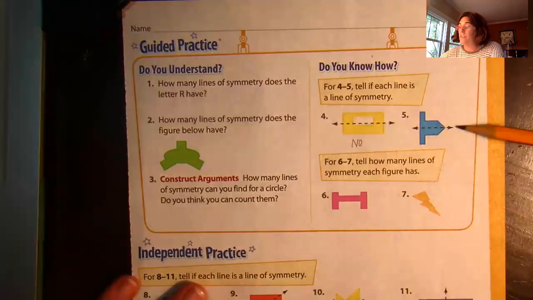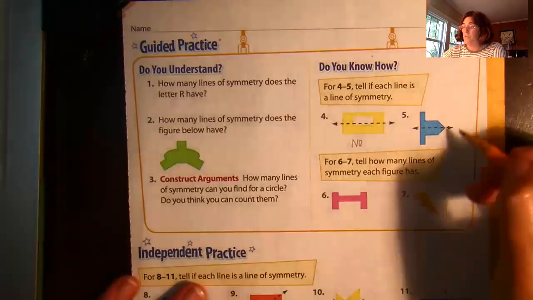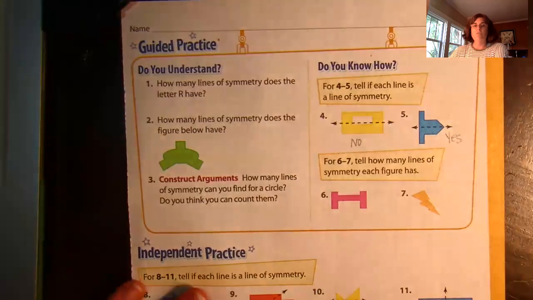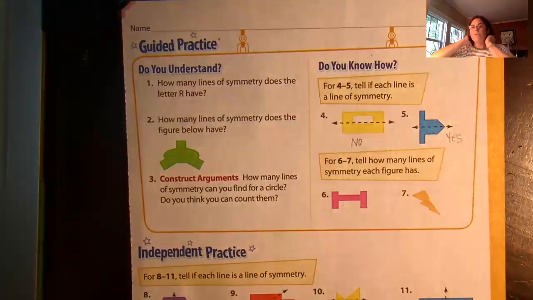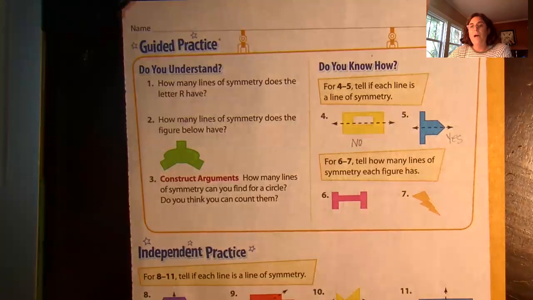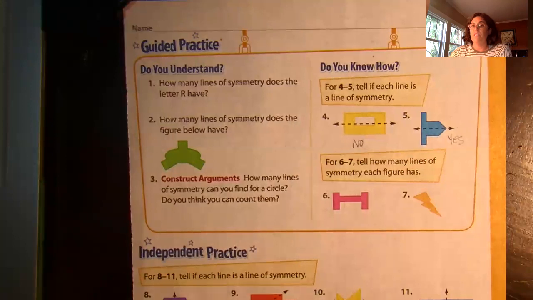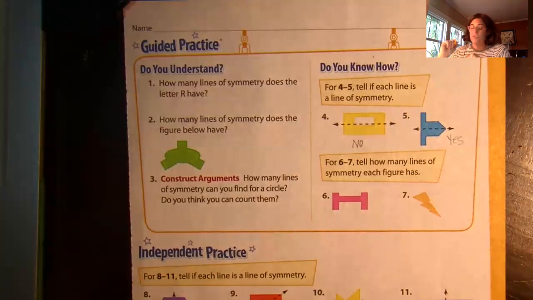Number 5, again, look at the dotted line. Is this side the same as that side? Yes, very good. Super simple. You guys are going to rock this. All right, so now we're going to be looking at some other shapes, and it's asking us not whether or not it's symmetrical, but how many lines of symmetry each figure would have. So let's look at number 6. I'm going to give you a minute to look at that shape. I want you to be thinking about it all on your own.